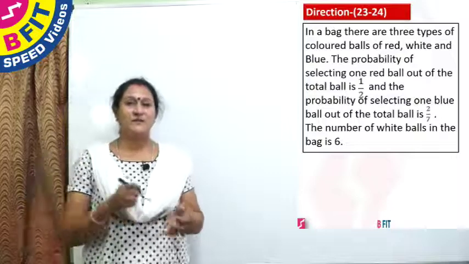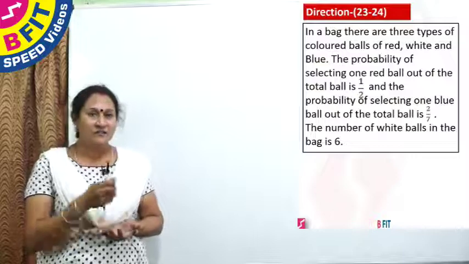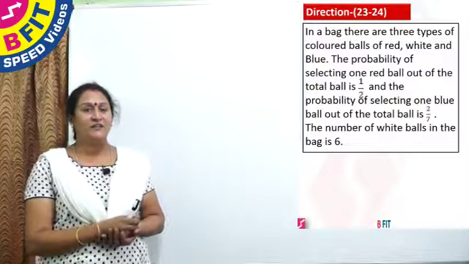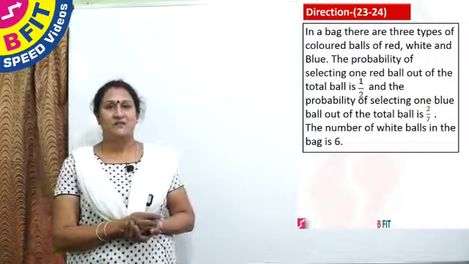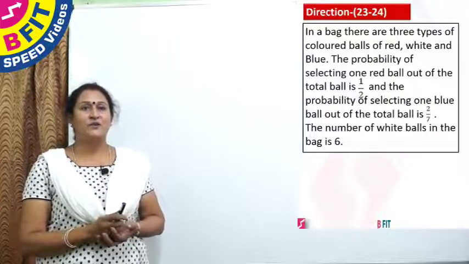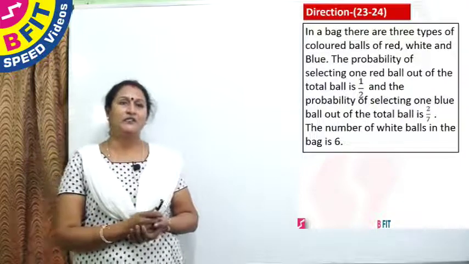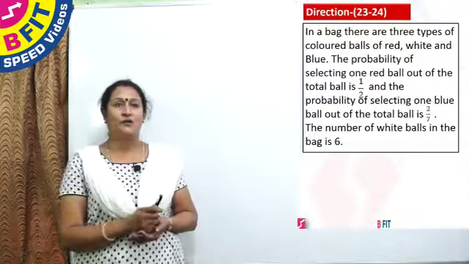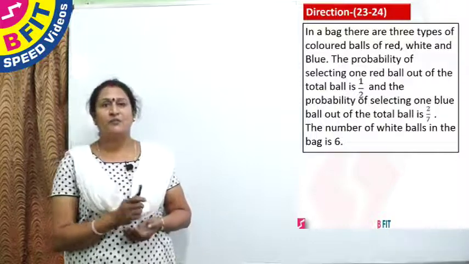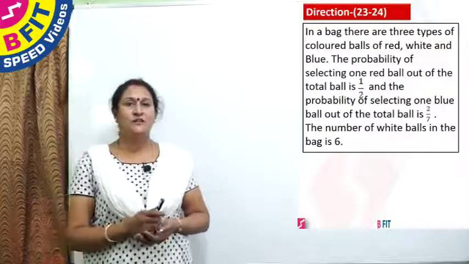So we'll see the next question. In this question, some details are given, and with this data, we have to answer two questions. The data given is, in a bag there are three types of colored balls: red, white and blue. The probability of selecting one red ball out of the total balls is half, and the probability of selecting one blue ball out of the total balls is 2/7.